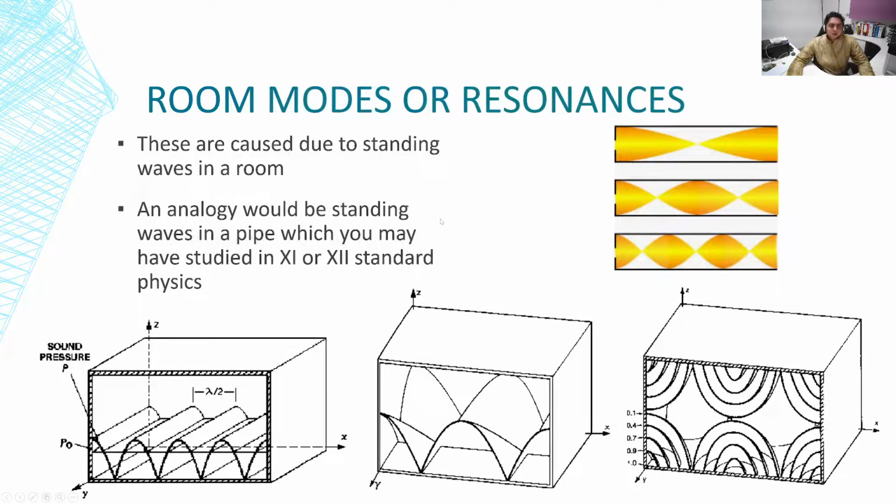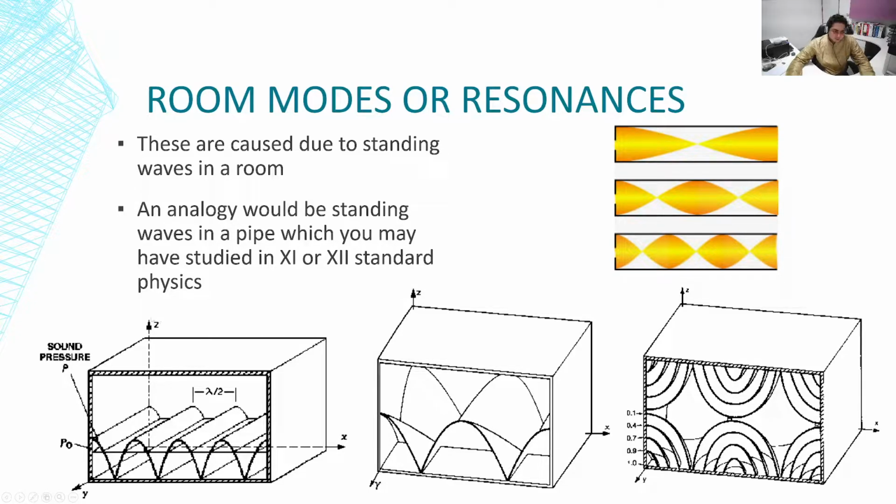In room acoustics, there is something called room resonances or room modes. In high school physics, you might have had a long pipe closed on one end, and you play a particular frequency of sound, and you hear a loud noise. This is the same principle with rooms as well. The room modes are standing waves in a room. This analogy is similar to what you learnt in high school physics.